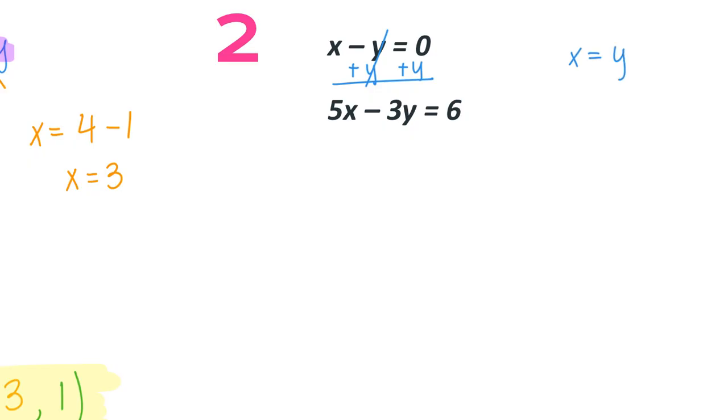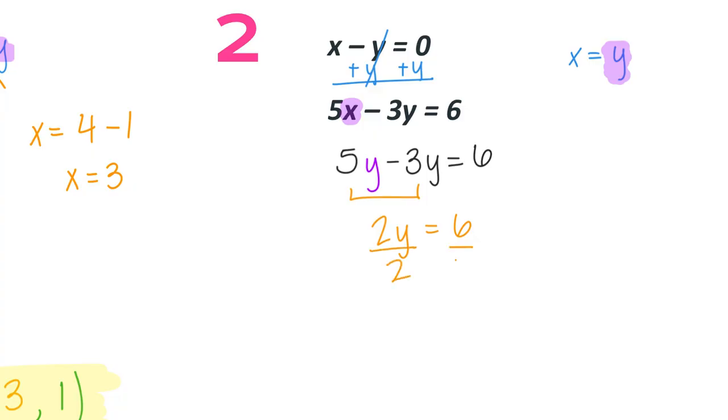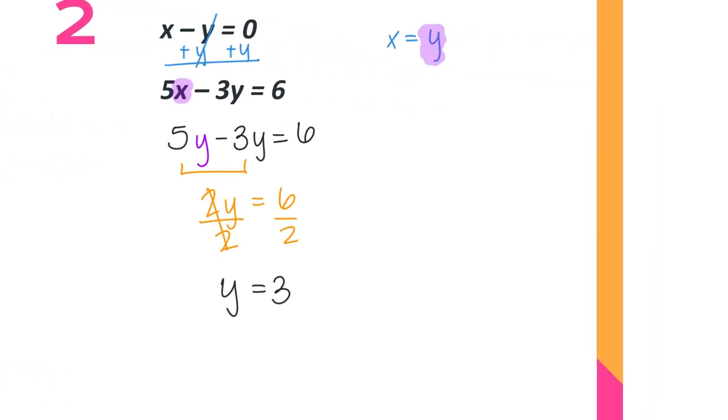Now I still have to substitute even though I got x equals y. I'm going to take what x equals and plug it in place of x. Showing you what it's going to look like, I'm going to have 5y minus 3y equals 6. Combine my like terms, 5y minus 3y gives me 2y equals 6. And then the last step is to divide both sides by 2, and y equals 3. So again, keep in mind your answer must be an ordered pair.